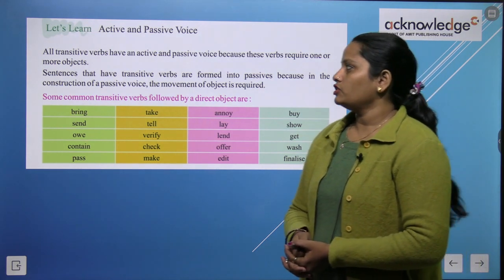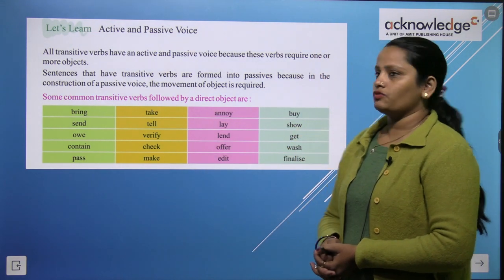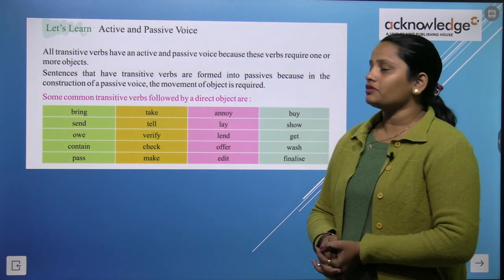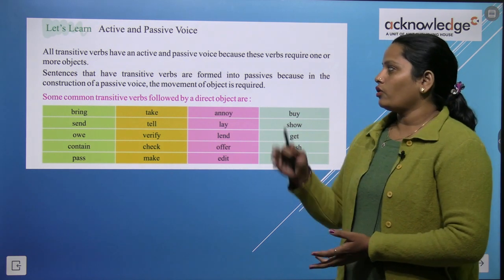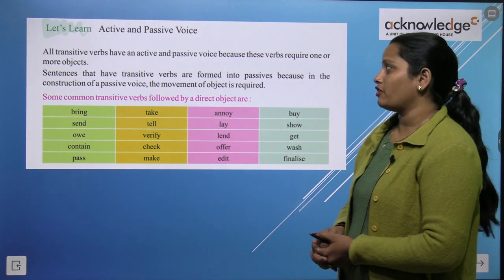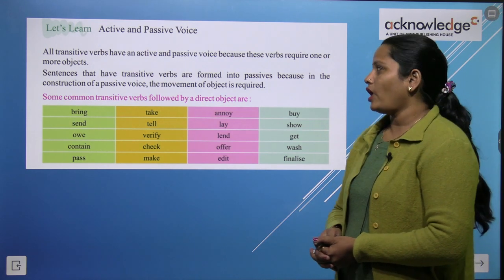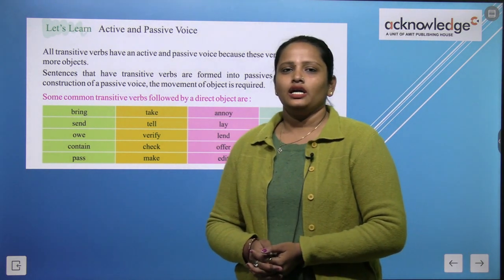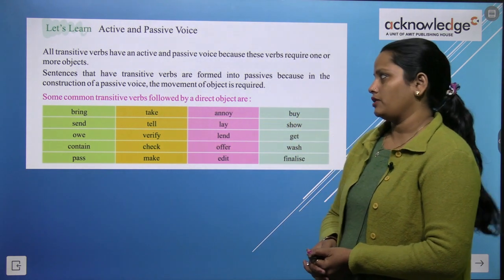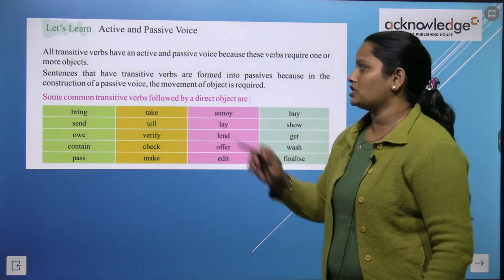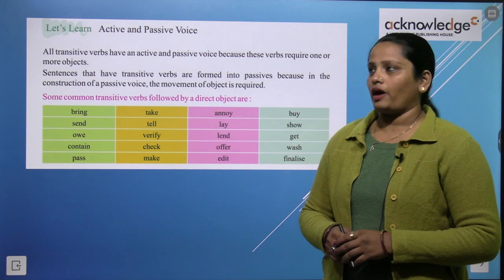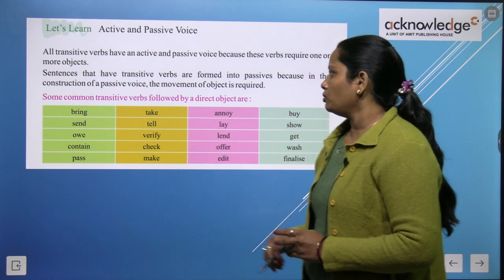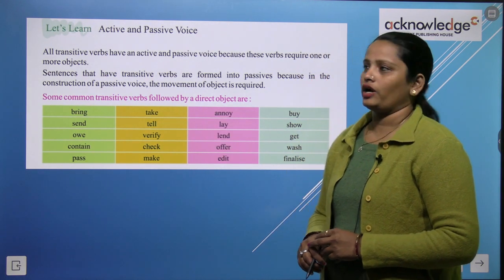So all transitive verbs have an active and passive voice because these verbs require one or more objects. So जितने भी transitive verbs होते हैं, उसके अंदर हमेशा एक active या फिर passive voice होता ही है. Why? Because these verbs require one or more objects. क्योंकि ये जो verbs हैं इन्हें एक से ज़्यादा object की ज़रूरत होती है. So sentences that have transitive verbs are formed into passive because of the construction of the passive voice. Now the movement of the object is required here.